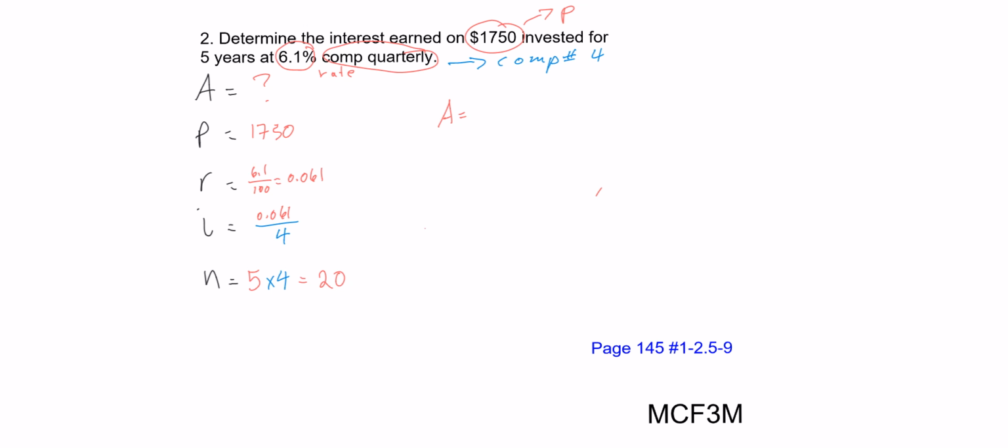We do our basic substitution, so we get A is equal to P(1 + i)^n. We'll substitute 1750 times 1 plus 0.061 divided by 4, and we're going to raise that to the 20. When you do your calculation, you get A is equal to $2,368.83.